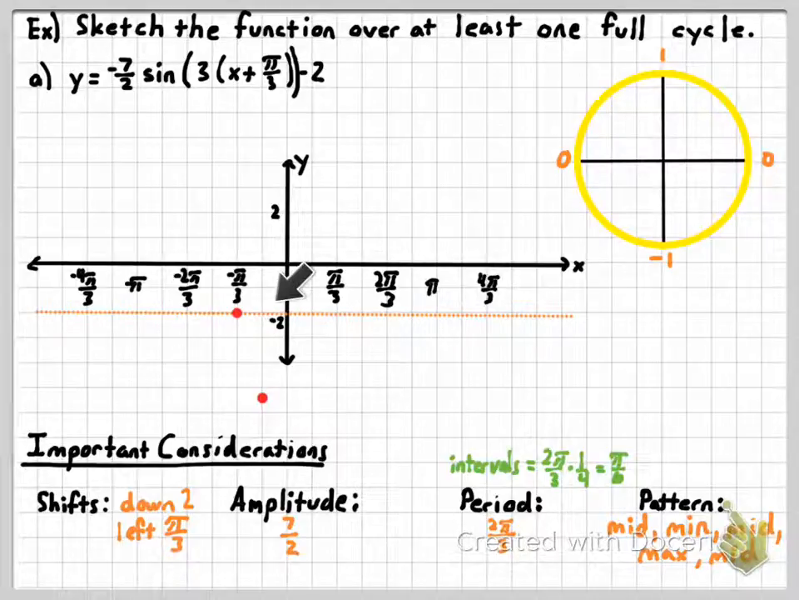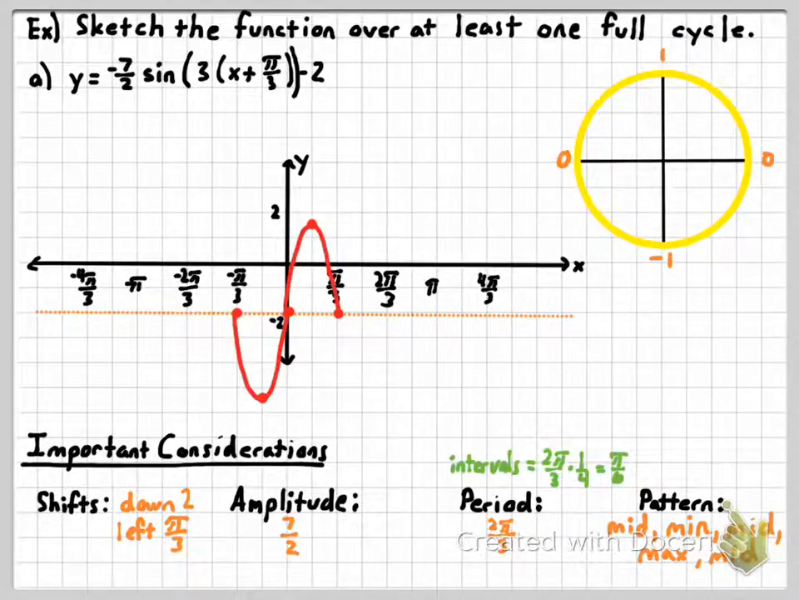Right there. Then the next grid line over signifies that we've gone halfway through our cycle, and that's going to be a middle value again, and then we'll go for a maximum value. If you go 3.5 above our middle value of negative 2, you're going to get to 1.5, and then we've completed the cycle once we get back to pi over 3. Whoops, that's in the wrong place. Let's put it on our middle value right there, and let me draw in that cycle.